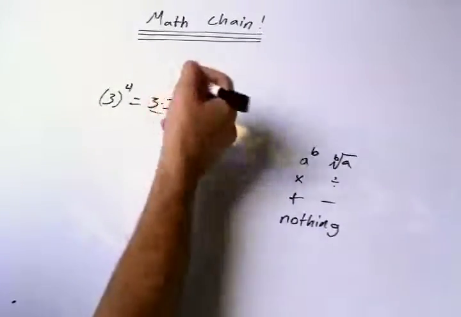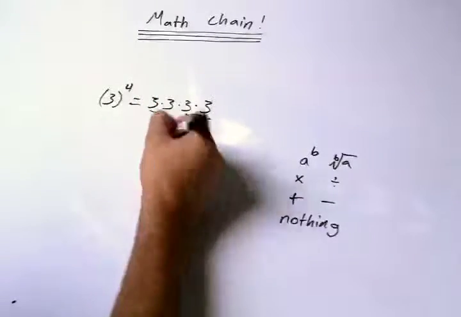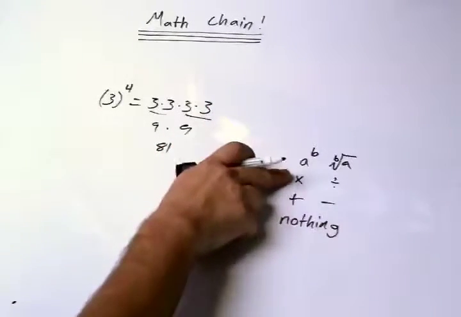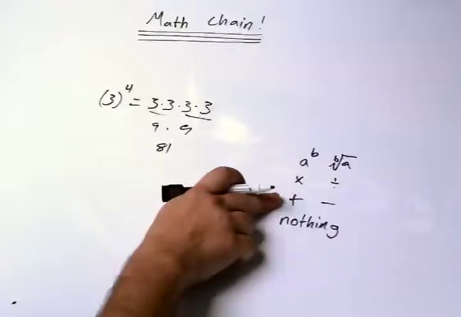So this we could simplify. That would give me a 9, that would give me another 9. You can multiply those, get 81. But that's what a power is. It's nothing more than a fast form of multiplication, and multiplication is a fast form of addition, right?